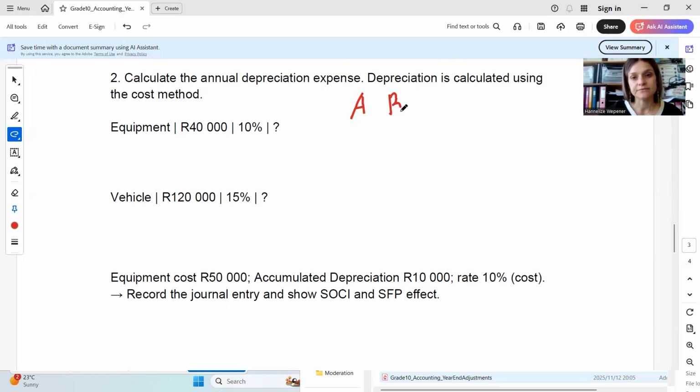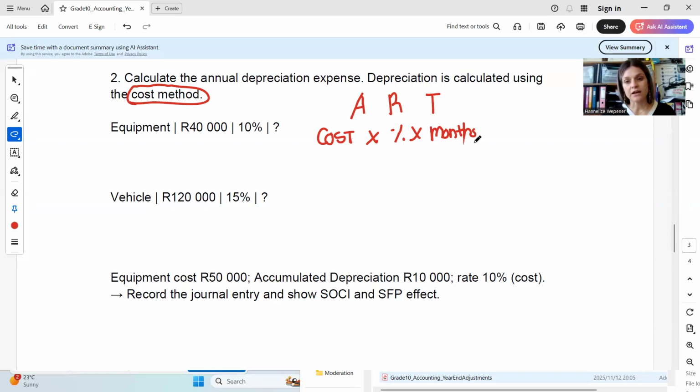So we are going to go for the amount of depreciation. We are going to do ART. ART wants to know, what is the amount that I'm working with? Am I working with the cost or the carrying value? They said that we are using the cost method, in other words, the straight line method. Therefore, the amount in this case is the cost, times the rate. What is the percentage of depreciation that we are accounting for? And time, how many months did we own this vehicle out of the 12 months in the financial year?